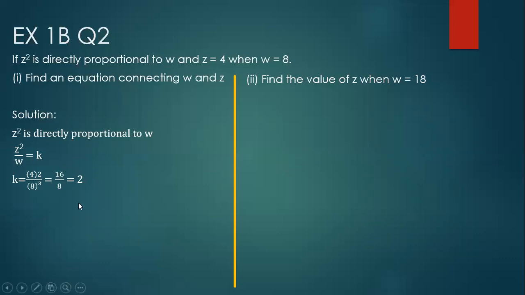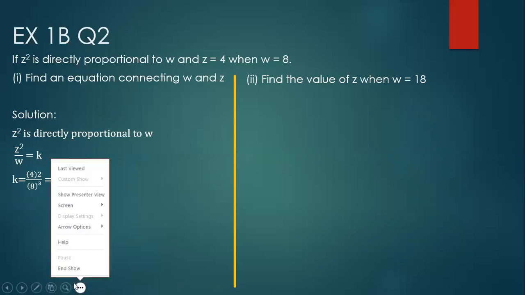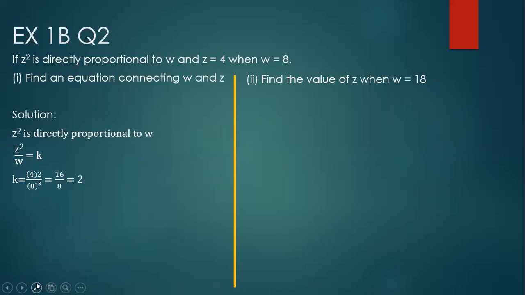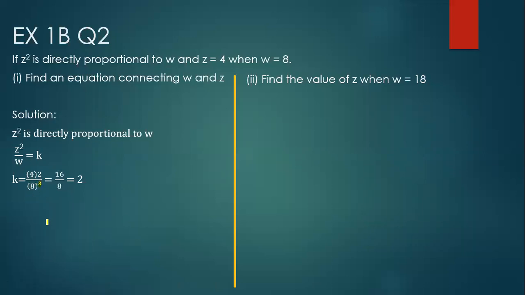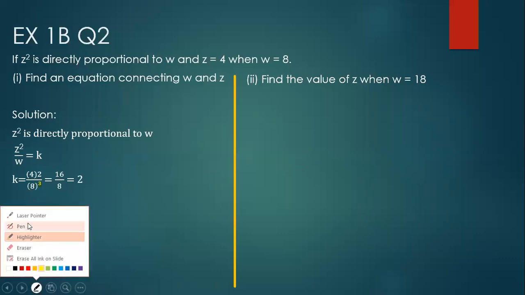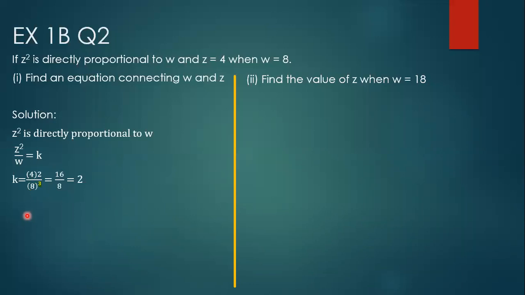Sorry, there should not be a cube here. It shouldn't be anything. Okay, ignore this. I'm going to just highlight this so you can ignore this cube. This is only 8. Okay. All right. So here, square of 4 is 16 upon 8. So that gives you the value of k as 2.